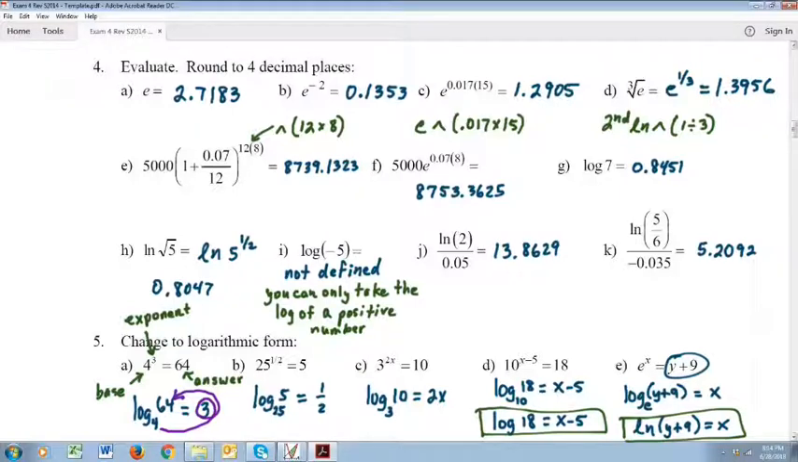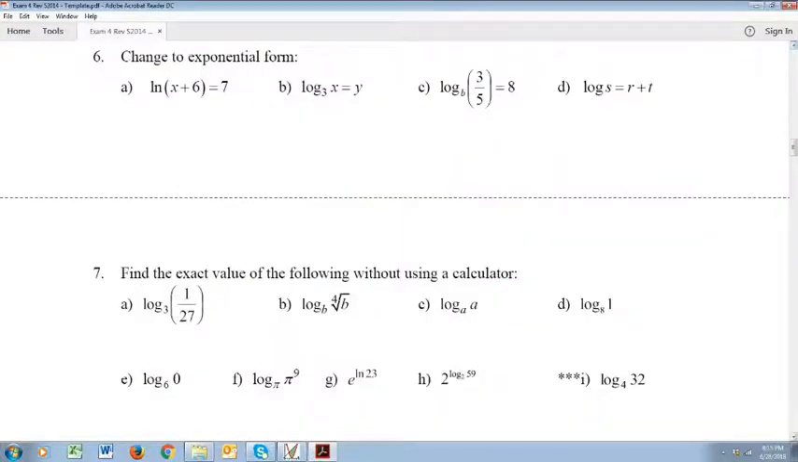And so let's move on to number 6. Now we're going the other direction. So again, we have the same three parts. Notice on A, our base is e. So again, we can take e to the 7th power, and that should equal x plus 6.